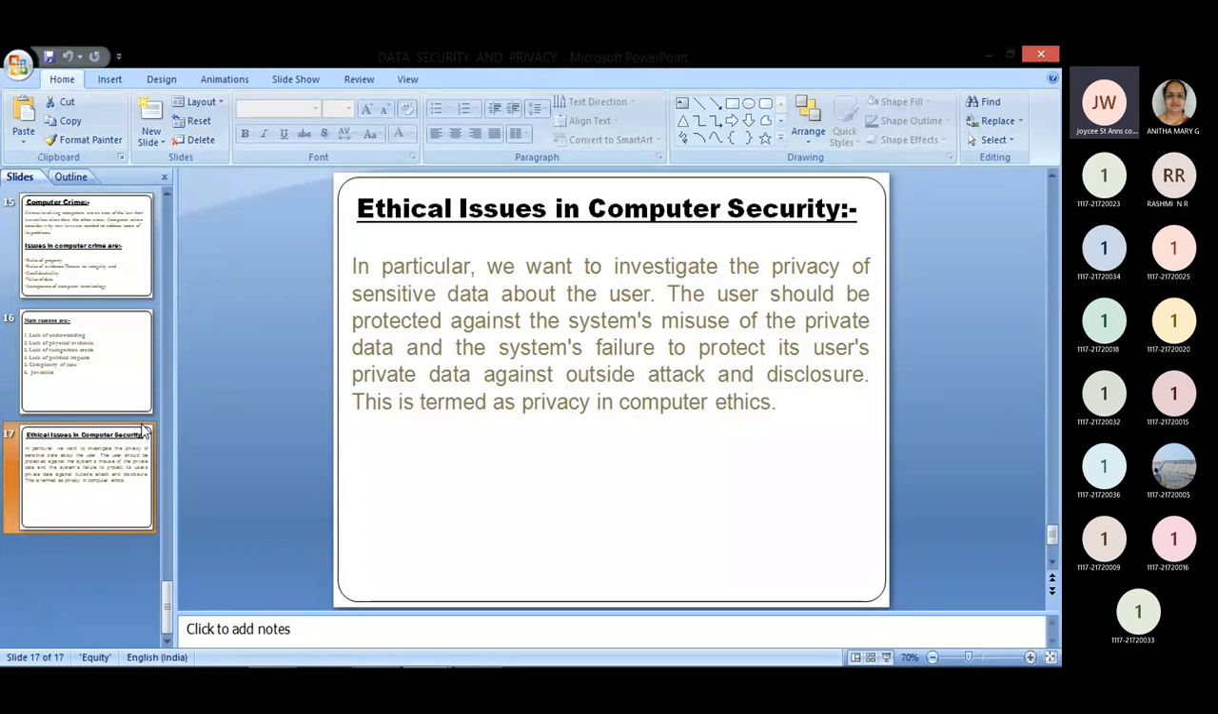Ethical issues: there are many unique challenges we face in day-to-day life, mostly about information. Based on the information, we are facing these ethical issues. Here we have summarized the ethical issues involved. We have four main important ethical issues. First one is privacy. Second one, accuracy. Third one, property. And fourth one is accessibility.